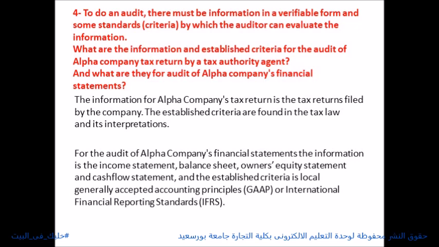What are the information and established criteria for the audit of Alpha Company's tax return by a tax authority agent? And what are they for the audit of Alpha Company's financial statements? The answer: the information for Alpha Company's tax return is the tax return filed by the company. The established criteria are found in the tax law and its interpretation.